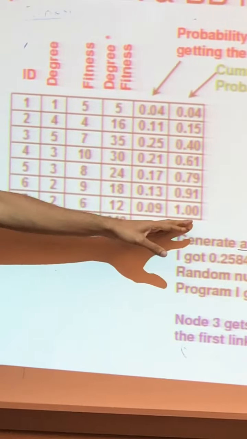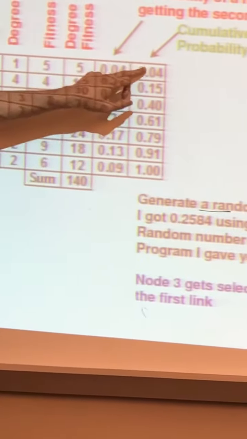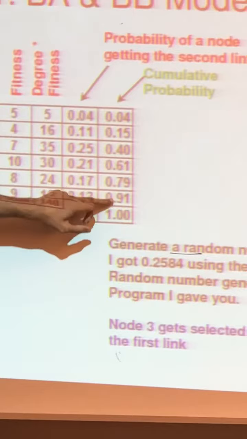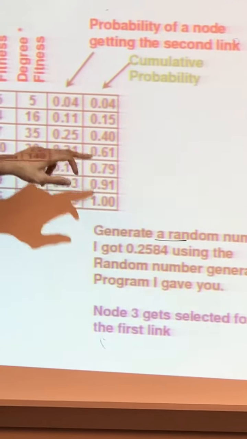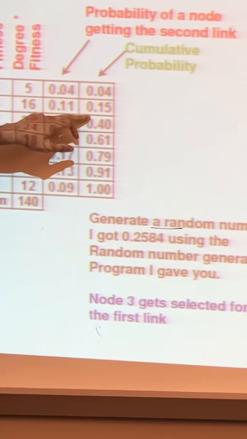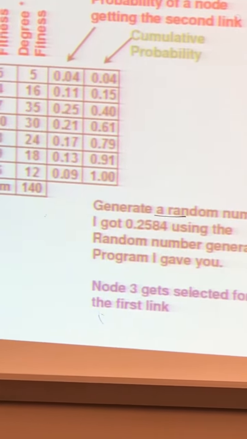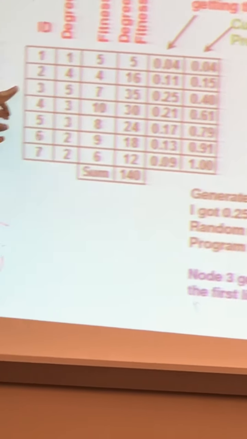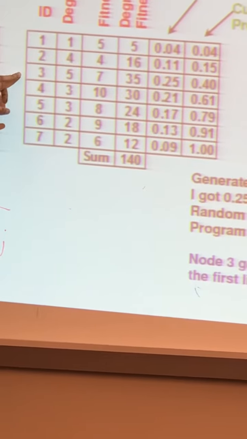So once you get the cumulative probability, generate a random number. It comes out to be 0.2584. So look into this: which node should get that new link if the random number is 0.2584? The closest and largest value is 0.40, right? So node 3 should get that new link, the first link. Is that clear? Okay, so that's the first link.